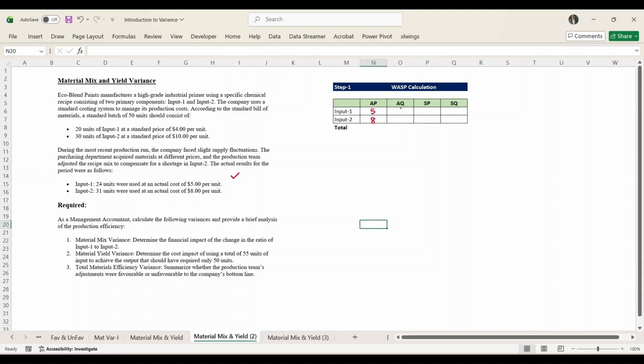And actual quantity is 24 and 31 units. 24 units and 31 units. So let's put it here, 24 and 31. So now we'll put the standard price and the standard quantity. So these are the standard price, 4 and 10. Let's put it here. And the standard quantity is 20 and 30 units from here.